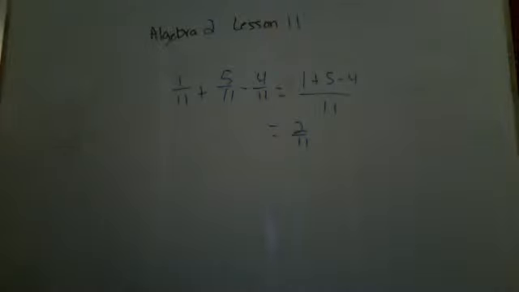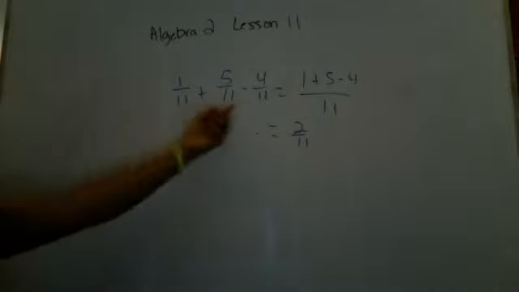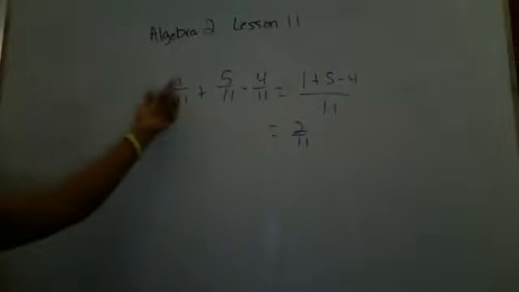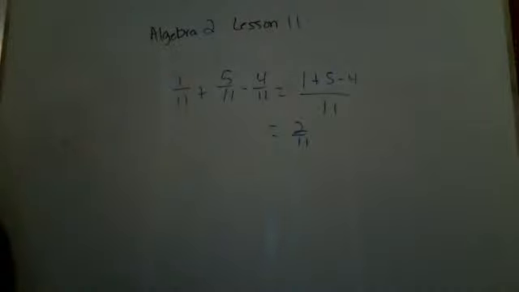Okay, this is Algebra 2, Lesson 11. We're going to talk about adding fractions. How do we add fractions? What are the rules? You have to have a common denominator. Once you have the common denominator, you simply subtract and add the numerators.